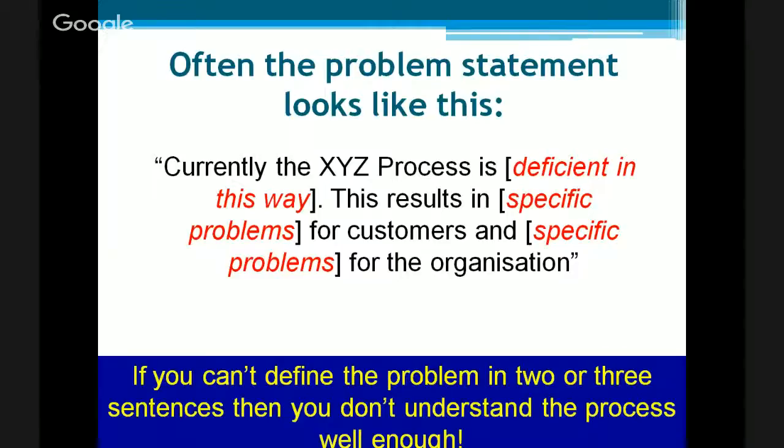And if you cannot define your problem in 2 or 3 sentences, then you don't understand the process well enough, and you need to go back to the stages of mapping the process, identifying the constraints and the barriers so that you can come up with a more effective problem statement.